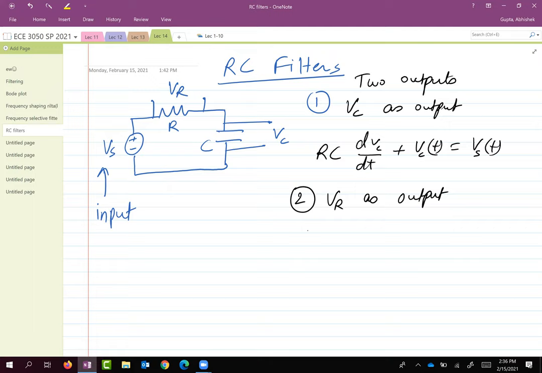In which case the differential equation is different. So I have the same circuit and I'm looking at two different outputs. I have the same input, but I could look at the output across the resistor or the output voltage across the capacitor. So I get two completely different input-output differential equations for that system.